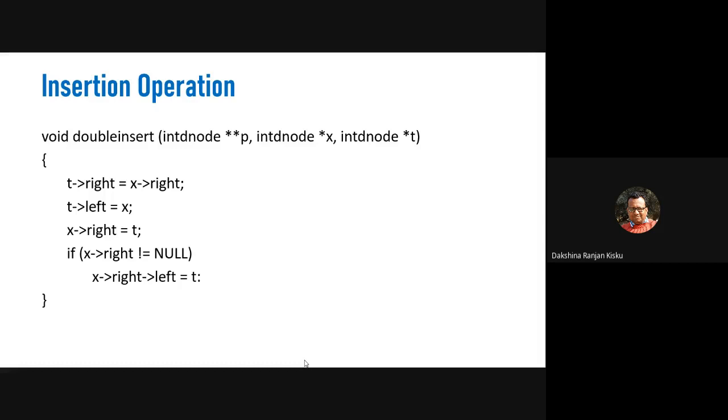Otherwise, when I am using double pointers, using double pointers means without returning the head pointer, I can update the head pointer after insertion or deletion operation. So that is why I am using double pointers. We can also use a single pointer for the head pointer, but in that case, we need to have a return type for the function double insert.